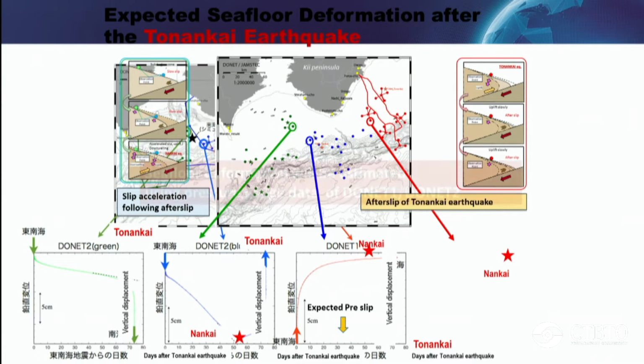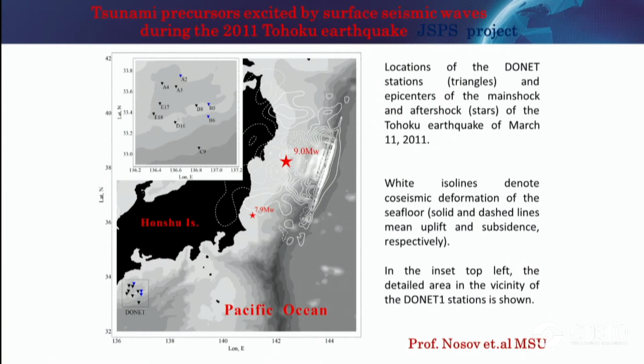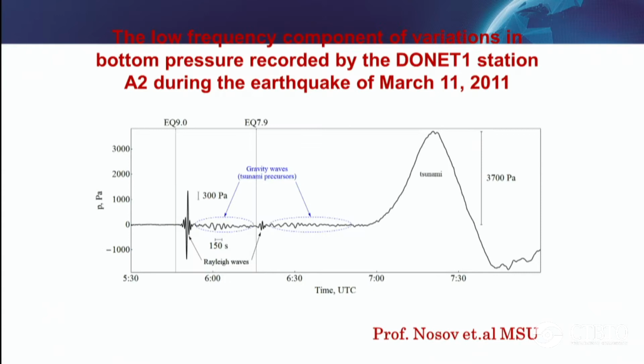Next slide. I'd like to show another research using the DoNet data. This is Tohoku earthquake data. This is the Tohoku earthquake. And this is a result of the collaboration with Moscow State University. This is a gravity wave before the tsunami arrival. This is very important information here. This is a low frequency component variation in the bottom pressure recorded by the DoNet 1 station. This is very important information.